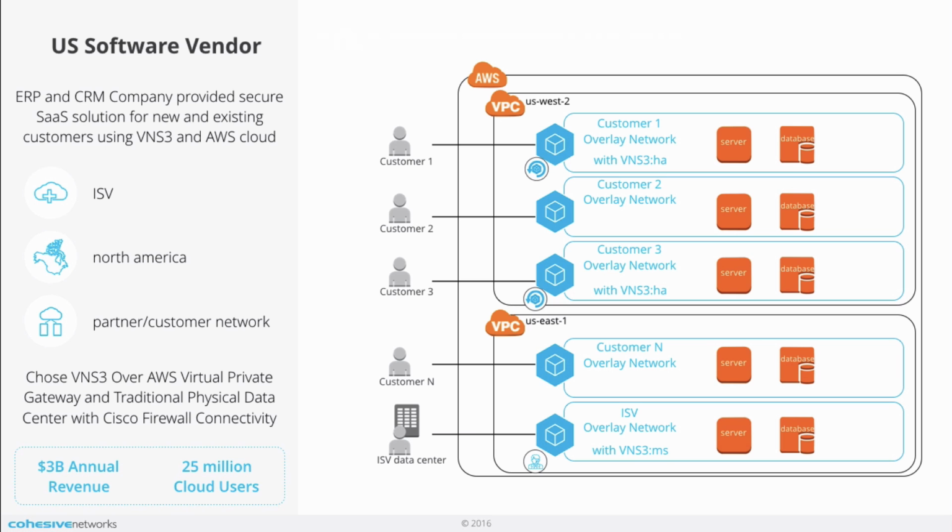So for example, at the top, customer 1 uses an overlay network with VNS3 HA for high availability failover. And then at the bottom, there's their existing data center that they connect to their Amazon resources using VNS3 with VNS3 MS management. So through the management system, they can control and view all the other VNS3 devices that connect to their customers. They can do things like easily upgrade and manage all of the VNS3 devices in their network.